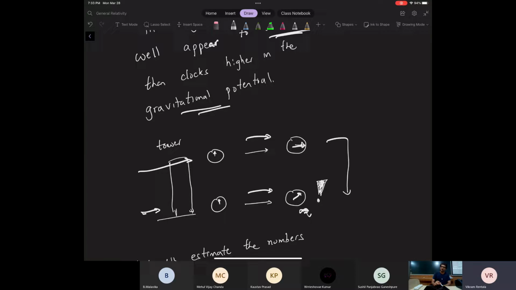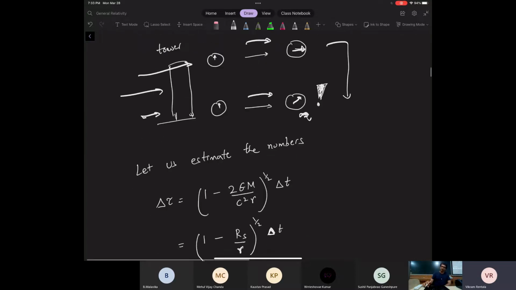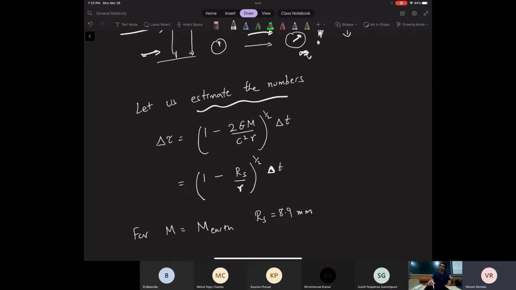Of course, you would have to build an extremely tall tower for this to happen. This is an extremely weak effect. So more realistically, let's try to estimate what kind of numbers you would get. How much would the extra time dilation be?